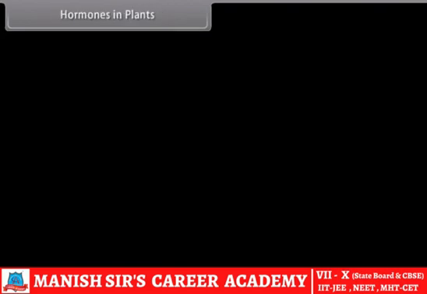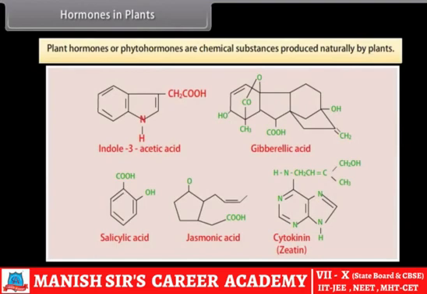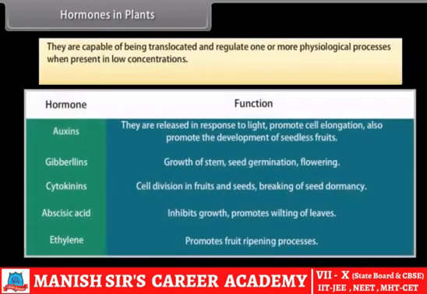Hormones in plants. Plant hormones or phytohormones are chemical substances produced naturally by plants. They are capable of being translocated and regulate one or more physiological processes when present in low concentrations. Plant hormones and their functions are as given in the table.